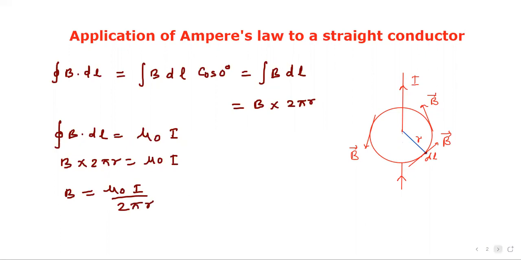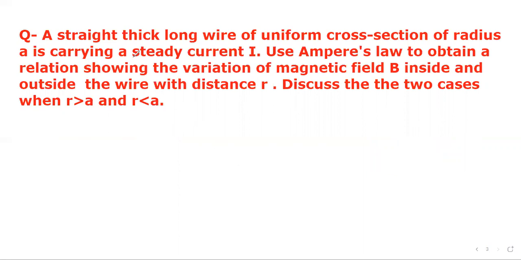Now let's consider one question. A straight thick long wire of uniform cross section of radius A is carrying a steady current I. Use Ampere's circuital law to obtain a relation showing the variation of magnetic field B inside and outside the wire with the distance r. Discuss the two cases when r is greater than A and r is less than A. So it is a very important problem.